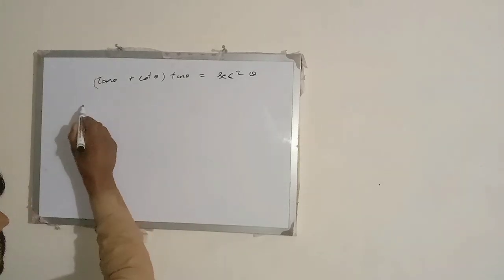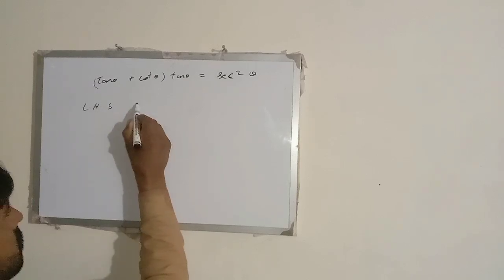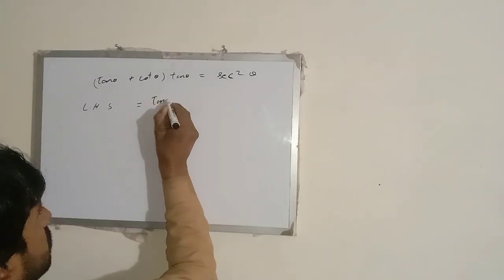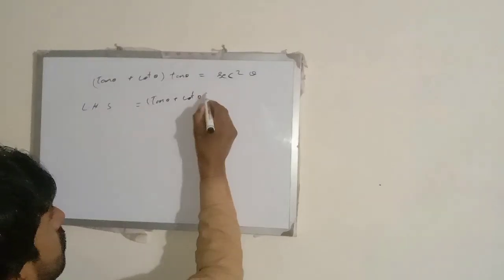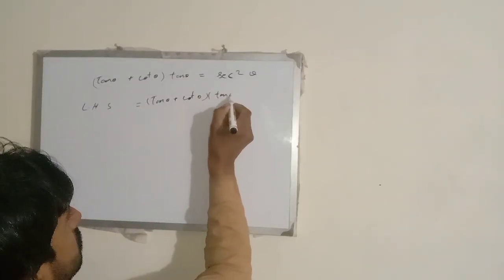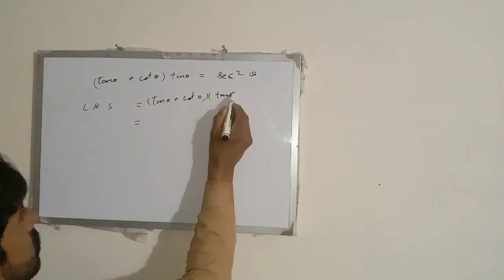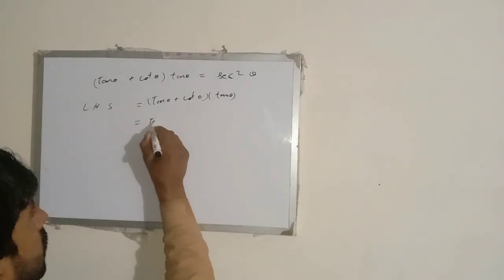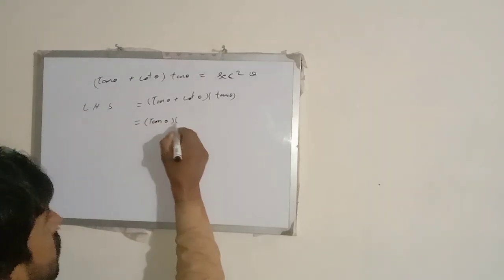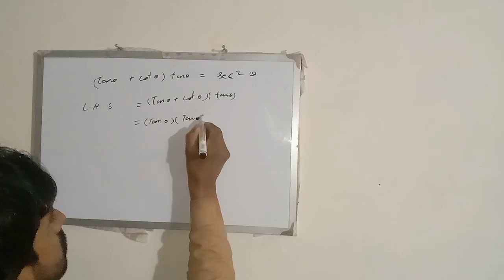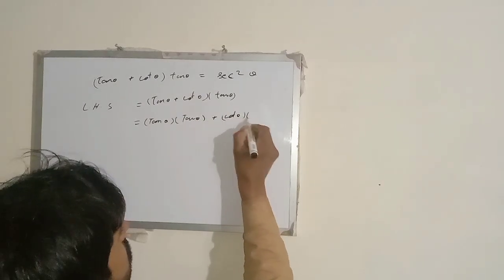Take left hand side of this identity, which is equal to (tan theta plus cot theta) into tan theta. Multiply both terms: tan theta into tan theta plus cot theta into tan theta.